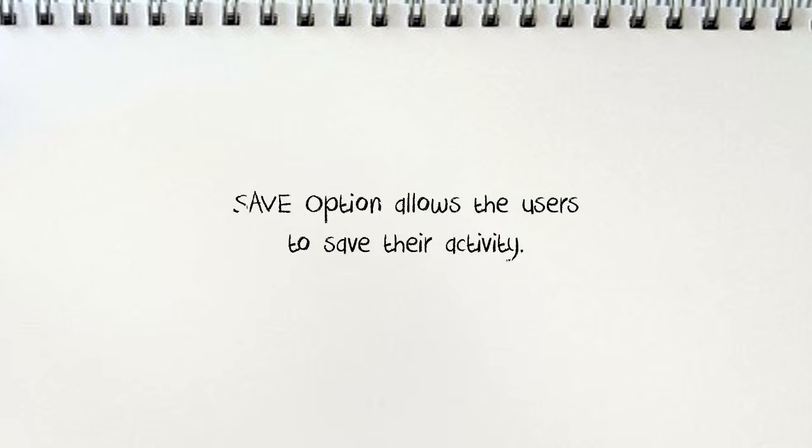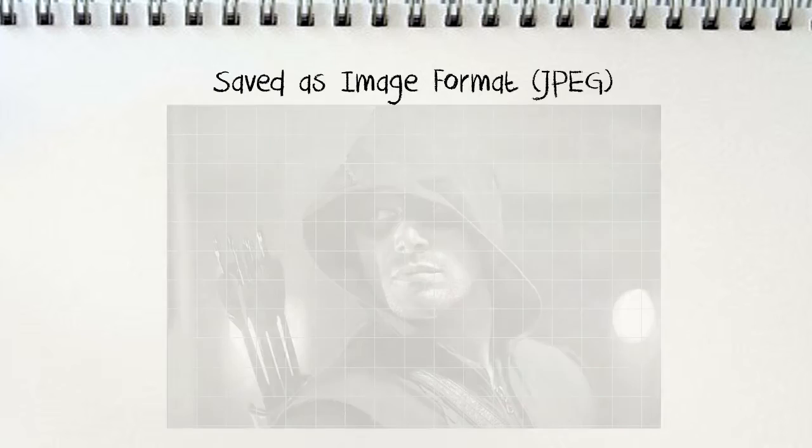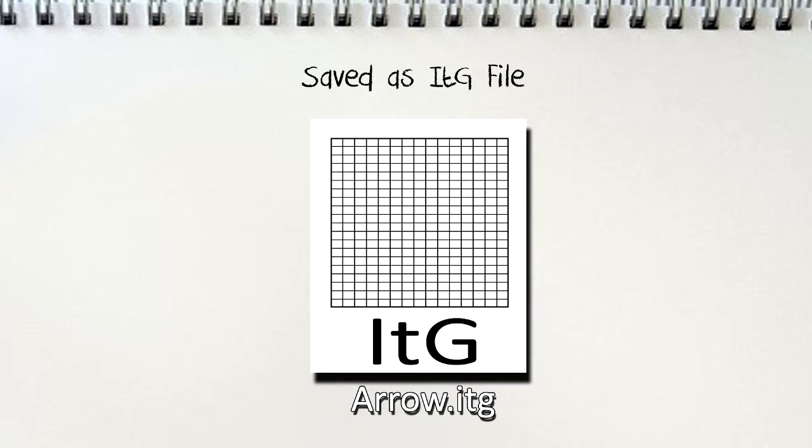The Save option allows the user to save their activity, either in an image format or in an ITG file. When saved as an image format, it will be saved as a JPEG file with the grid already on the image. The ITG file acts like a PSD file. When saved as an ITG file, the user can open the file and edit the grid lines.